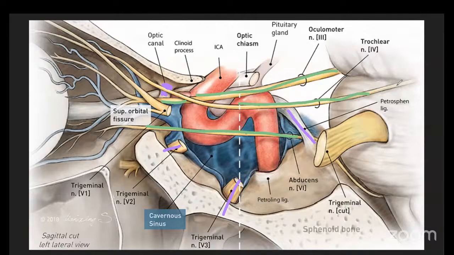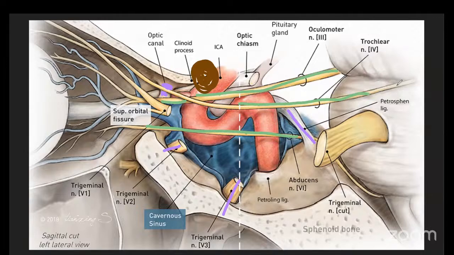Assume that there is a clinoidal meningioma here. What are the structures that it is going to involve once it grows big enough? Carotid, optic nerve, maybe pituitary, yes, cavernous sinus also. The cavernous sinus, all the nerves within the cavernous sinus, even the cavernous sinus ICA.